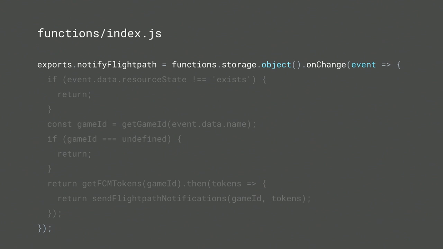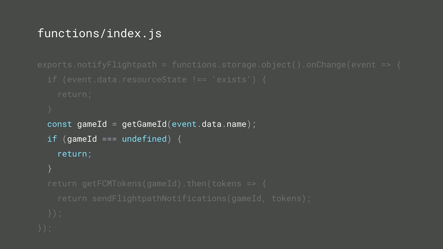We start this time with a storage onChange event. This is triggered anytime any file in the storage bucket changes. We check to make sure this is a new file, a file that exists. And then we try to extract the game ID from the object name, returning if it doesn't exist.